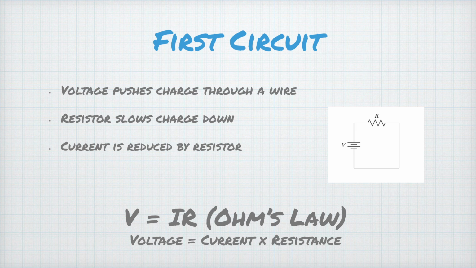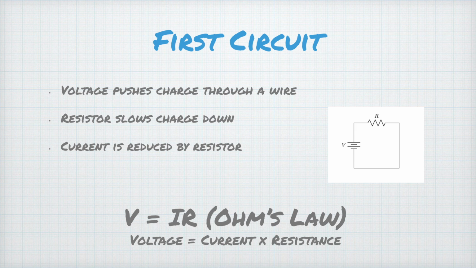If the wire did not connect back to the battery, there would be no current, because charge cannot flow off the wire. The resistor reduces the current in the circuit. We can calculate the current through the wire through Ohm's law, which states that voltage equals current times resistance. If we divide resistance from both sides of the equation, we find that current equals voltage divided by resistance, or more simply, I equals V over R.